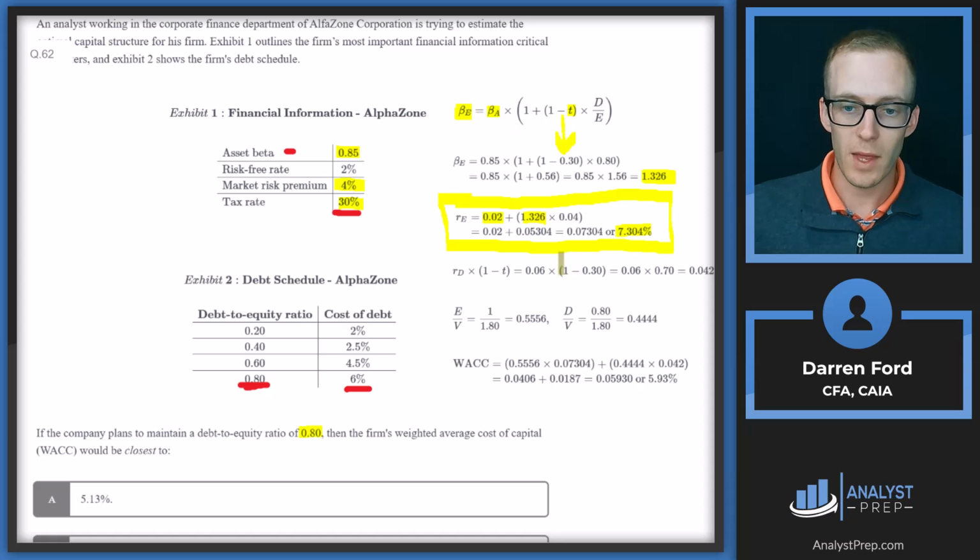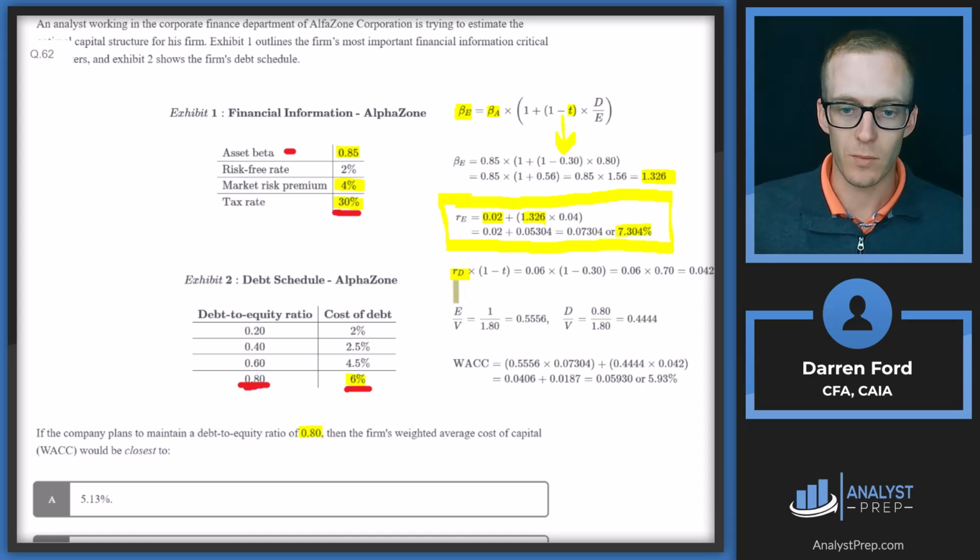So from here then, we're calculating our cost of debt. So it's going to be our rate, 6%, and then we're adjusting that for the tax rate, so 1 minus 30%. We work that through, and that gets us a cost of debt of 4.2%. So we've got cost of debt of 4.2%, cost of equity of 7.3.